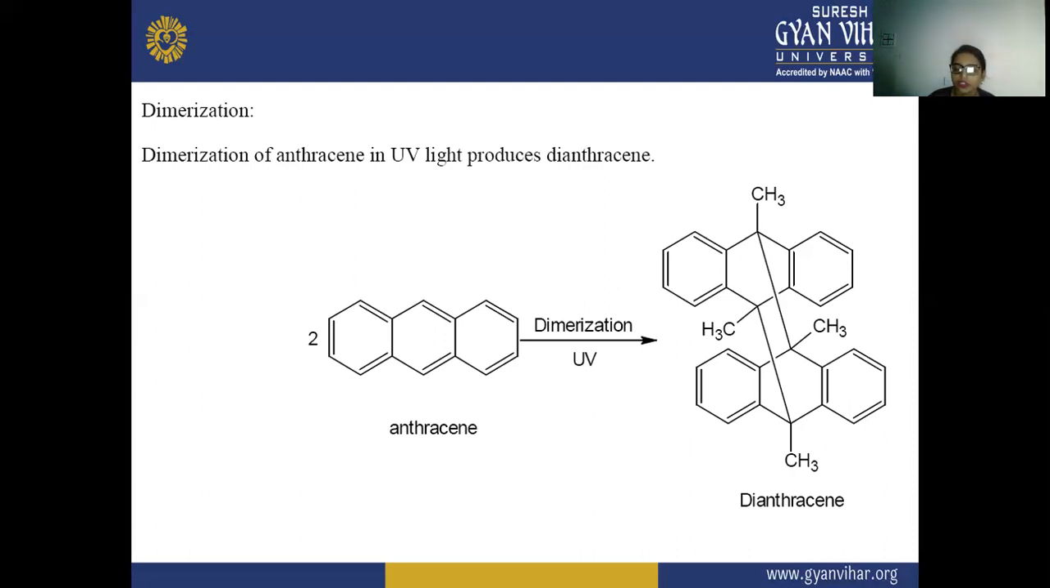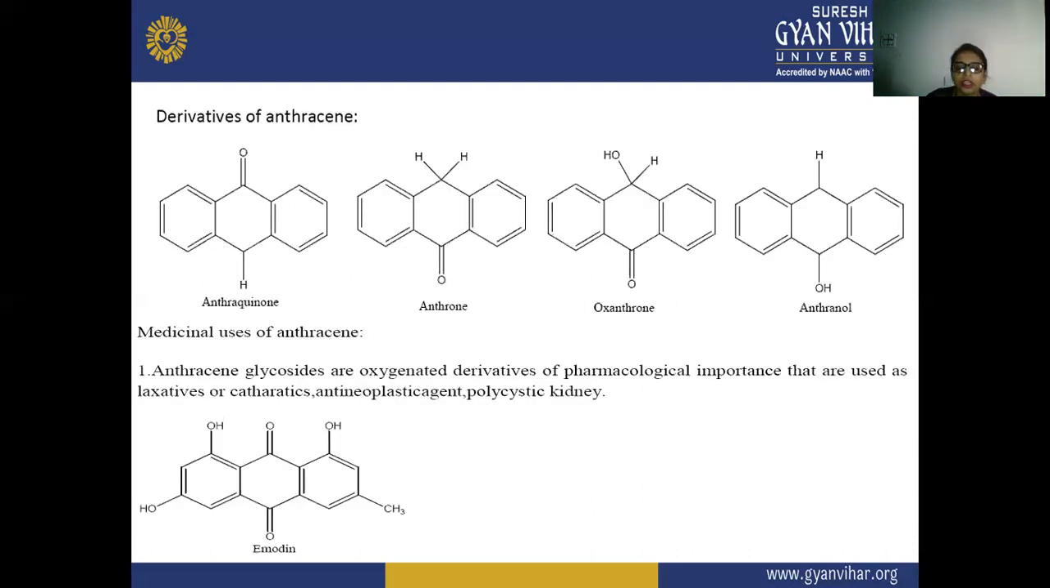So the first is the electrophilic reaction. In the electrophilic reaction, we have already shown that anthracene is undergoing halogenation. So on the ninth position there is a formation of 9-haloanthracene.